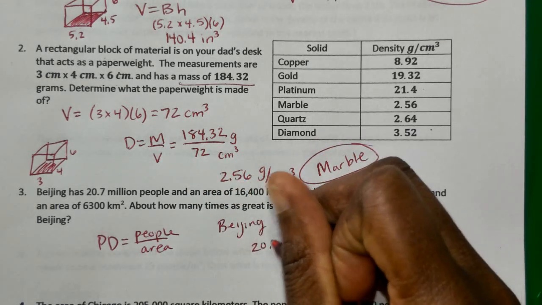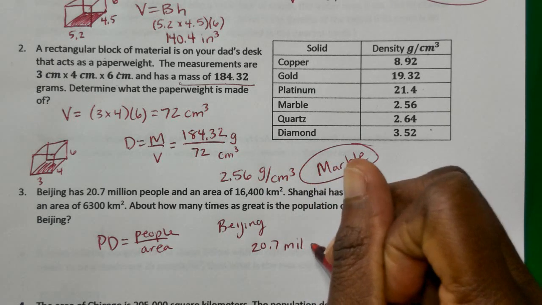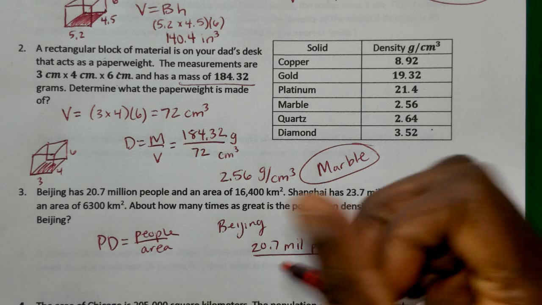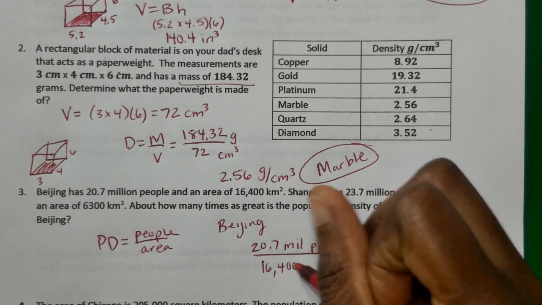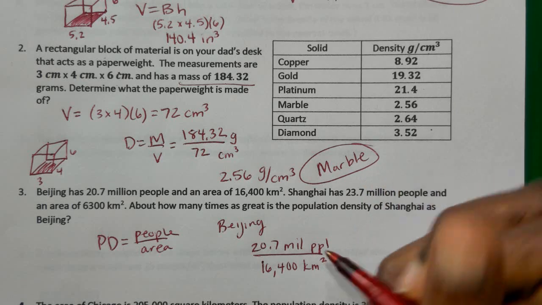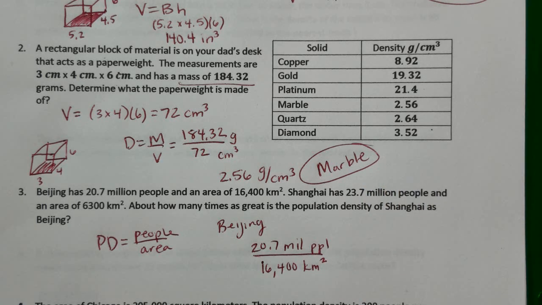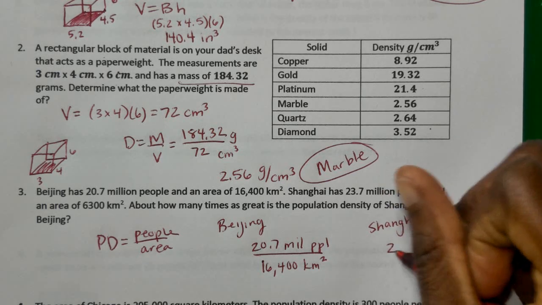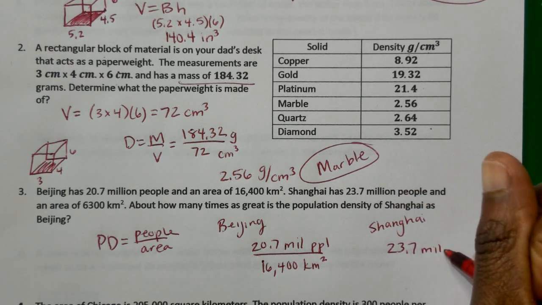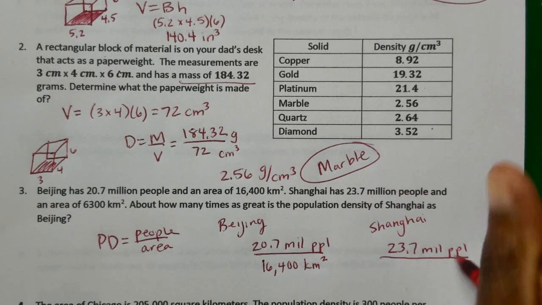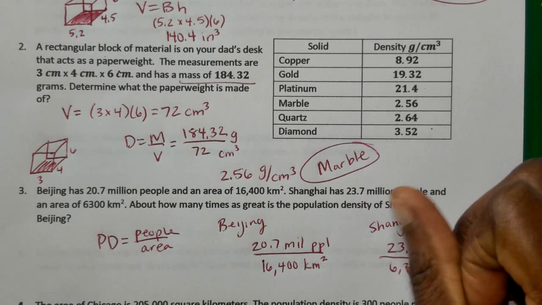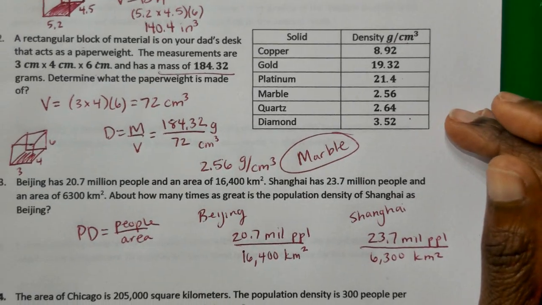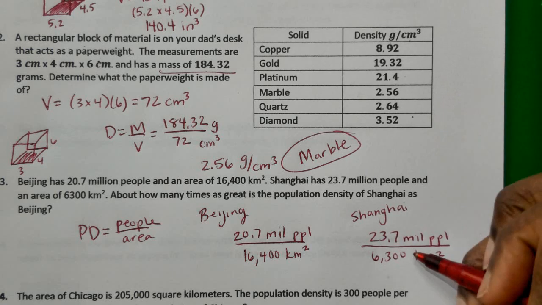It's got 20.7 million people. Our abbreviation for people is PPL. And then area is 16,400 kilometers squared. And then Shanghai's... so they want to know how many times as great is the population density of Shanghai as Beijing.